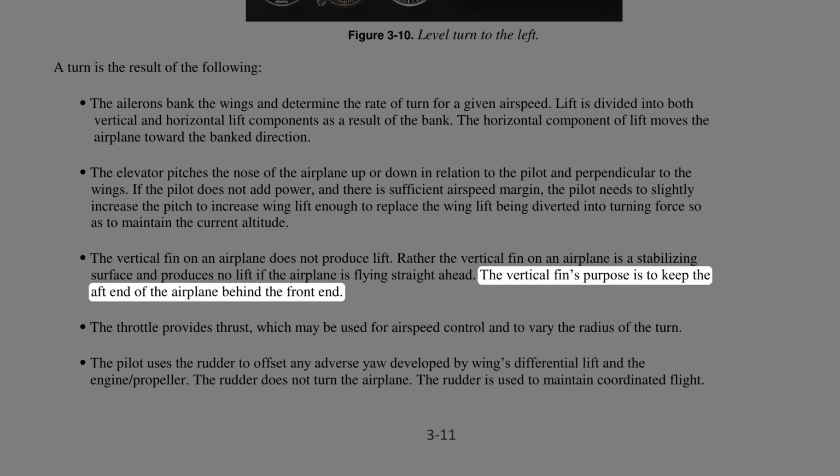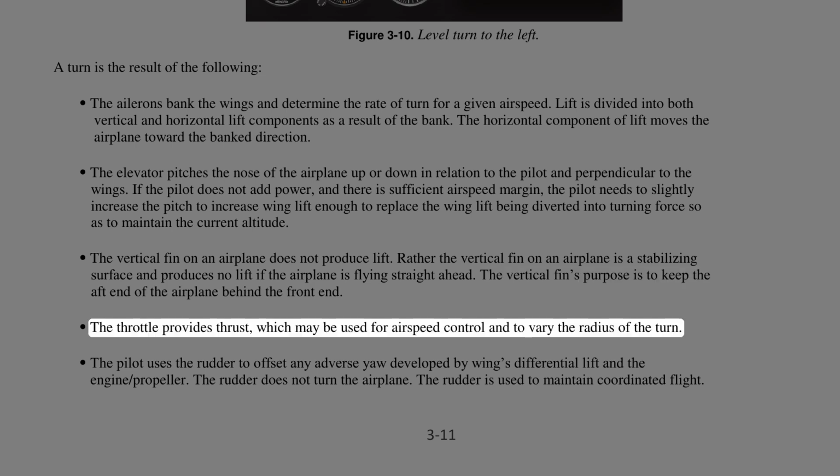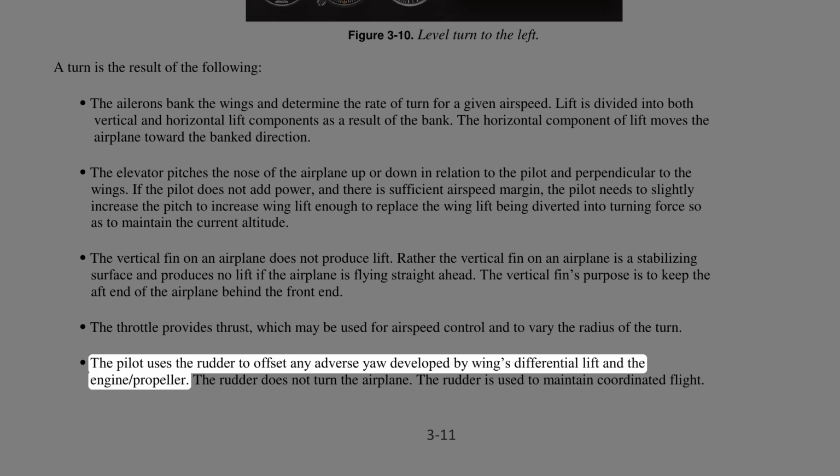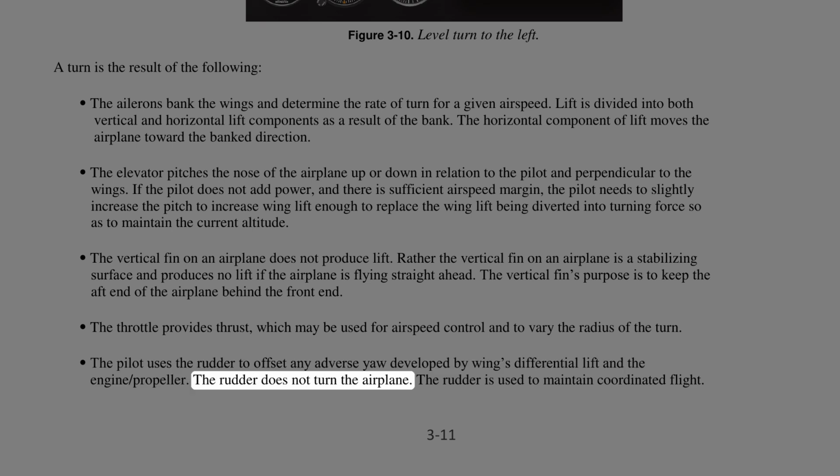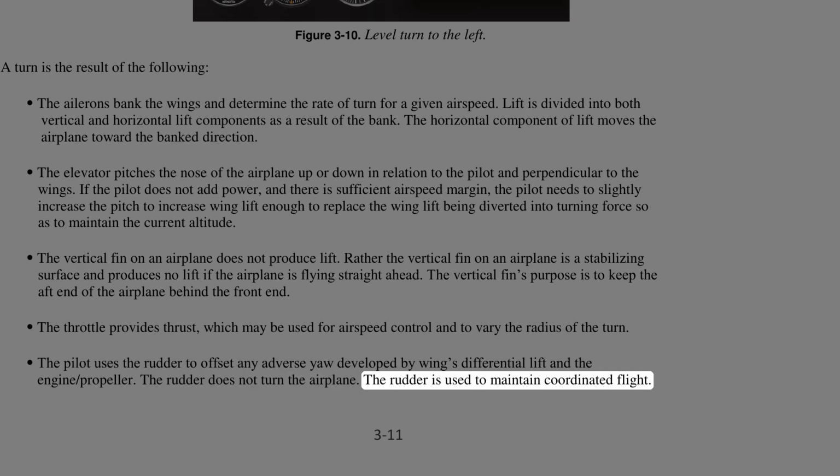The vertical fin's purpose is to keep the aft end of the airplane behind the front end. The throttle provides thrust, which may be used for airspeed control and to vary the radius of the turn. The pilot uses the rudder to offset any adverse yaw developed by the wings' differential lift and the engine and propeller. The rudder does not turn the airplane. The rudder is used to maintain coordinated flight.